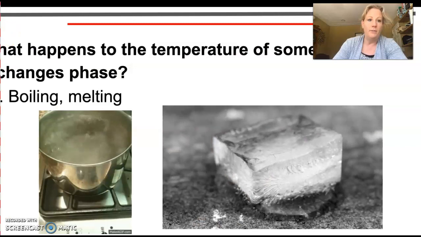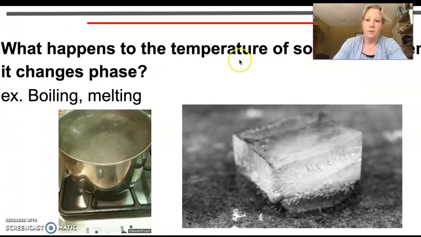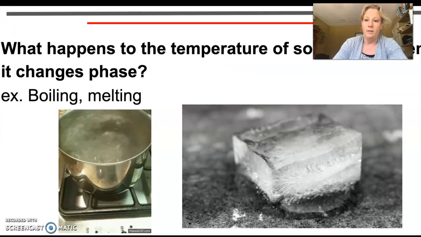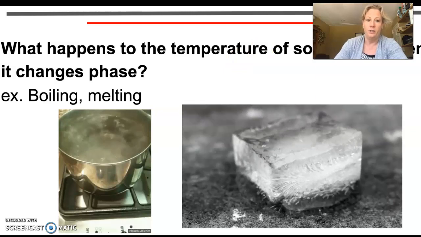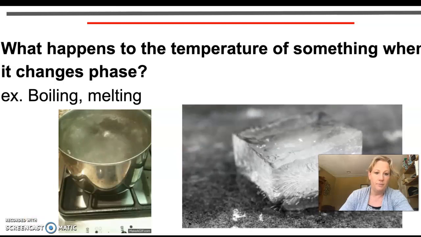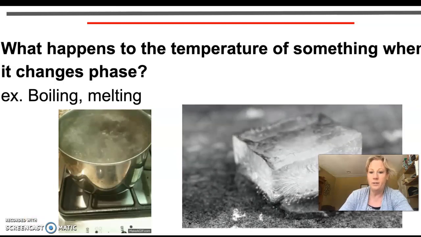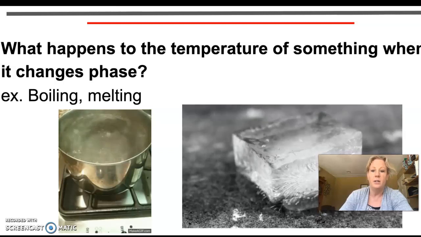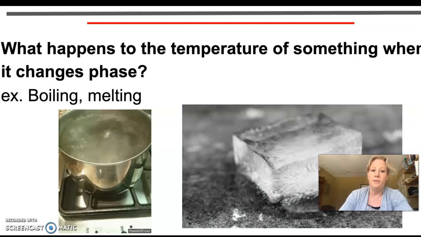So what happens to something when we have a phase change? What happens to the temperature? We know that water boils at 100 degrees Celsius at normal atmospheric pressure, and we know that water melts at 0 degrees Celsius.